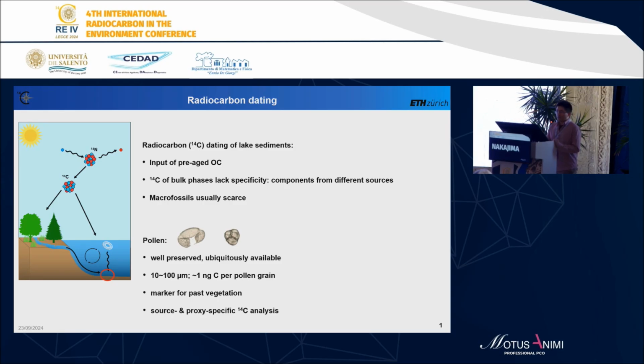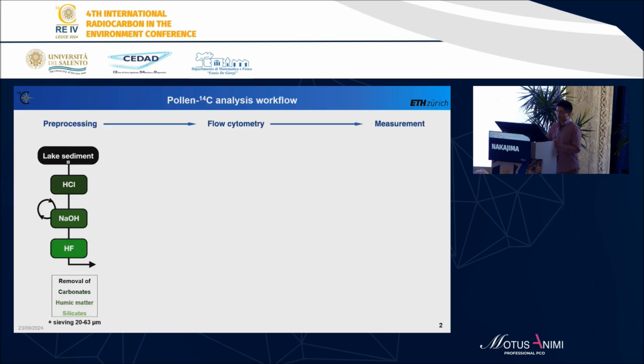At the same time, they are established markers for past vegetation coverage. So if you can get a radiocarbon date on pollen, you can get a proxy-specific and source-specific chronology. Traditional approaches for extracting them have proved to be not suitable, mostly because they are either too time-consuming or don't achieve the purity. And flow cytometry can overcome these issues.